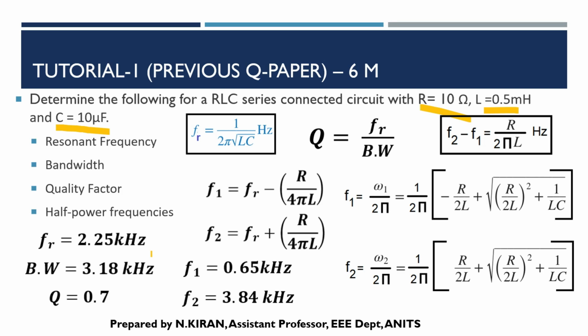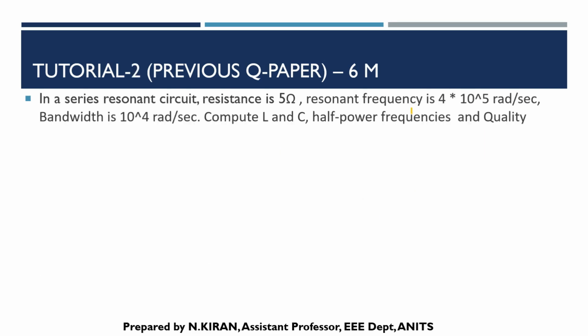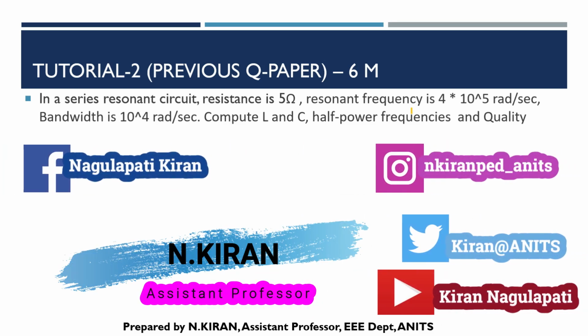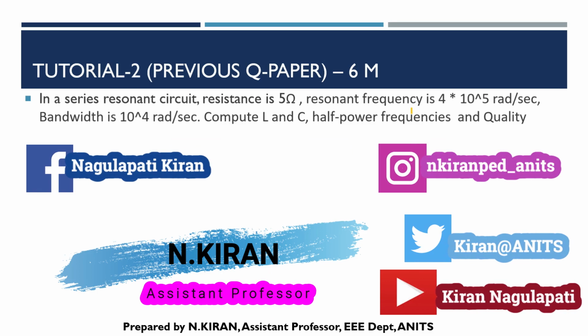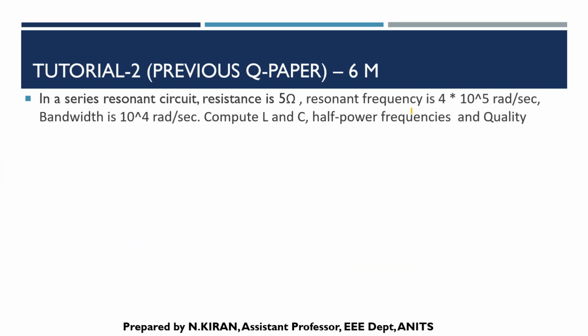The second sum: in a series resonance circuit, resistance is given as 5 ohms, resonant frequency is given as 4 into 10 power 5 radians per second, bandwidth is given as 10 power 4 radians per second. It asks us to calculate the value of inductor and capacitor, half power frequency as well as quality factor.